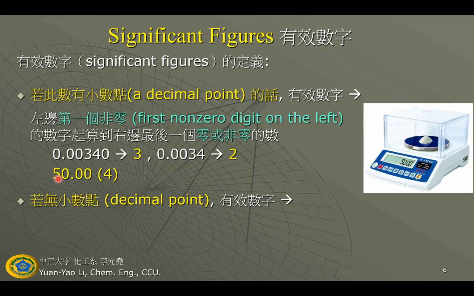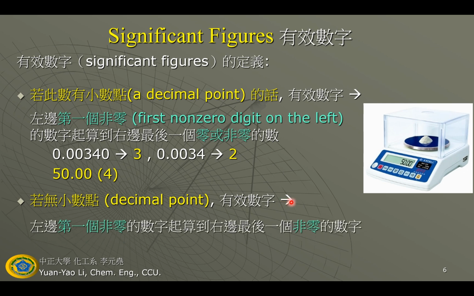Okay, how about this one, 50.00? You count from the first 5: 1, 2, 3, 4. It has a decimal point, so you count from the left, and there are 4 digits, which is exactly this number. If you have 5, you don't write 50, because if you write 50, there is only one significant figure.